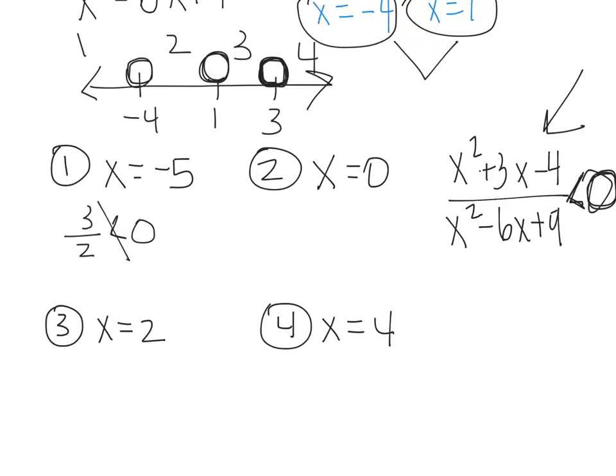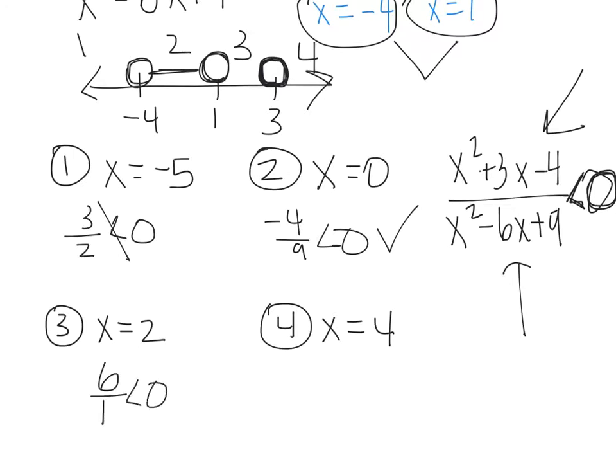For x equals 0, I got -4/9 on the left side of the equation, and -4/9 is less than 0. This is true, so there will be shading in section 2, and I'm going to go ahead and shade right there. Then for section 3, when I plugged in x equals 2, I got 6/1 is less than 0. That's not true, so there will not be any shading in section 3.